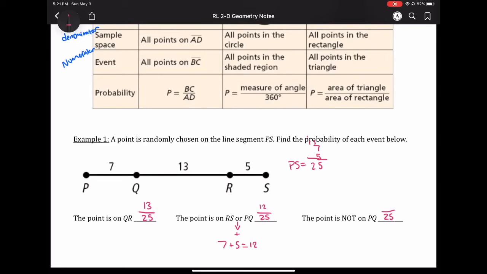All right, and this last one is tricky. It says the point is not on PQ. That means that it could be on QR or RS. So it is on QR or RS. QR is 13. RS is 5. 13 plus 5 is 18. So the total probability is 18 out of 25.